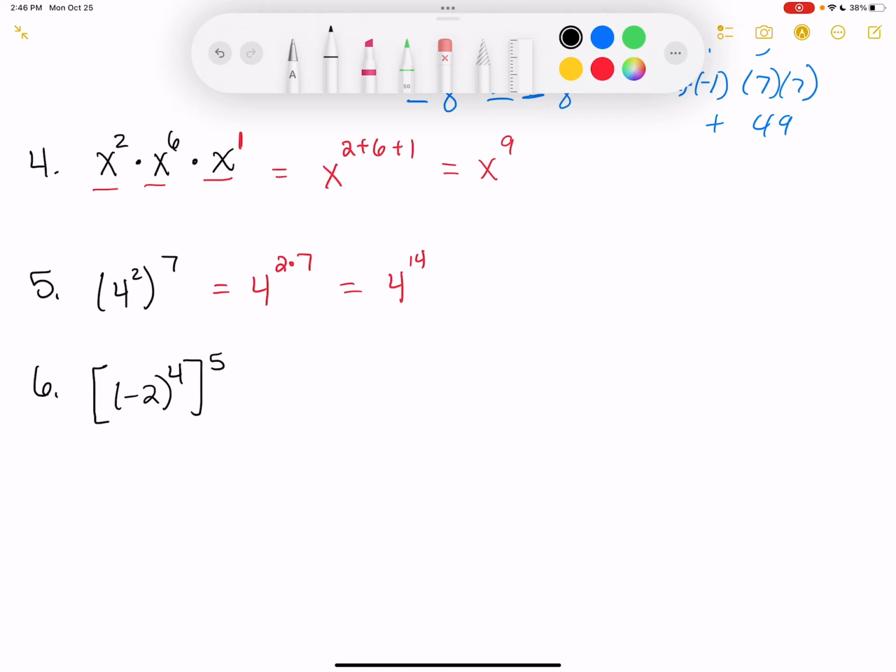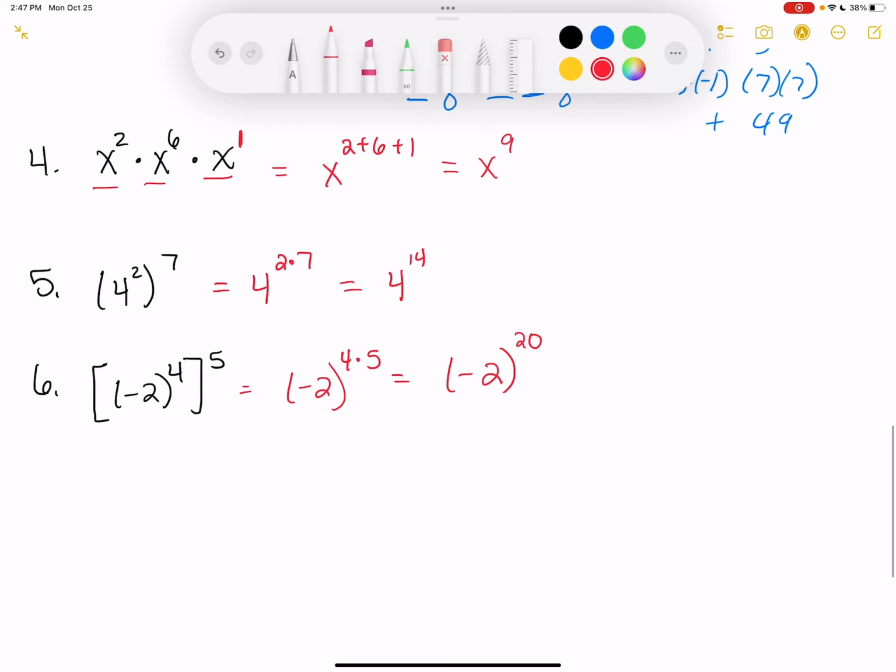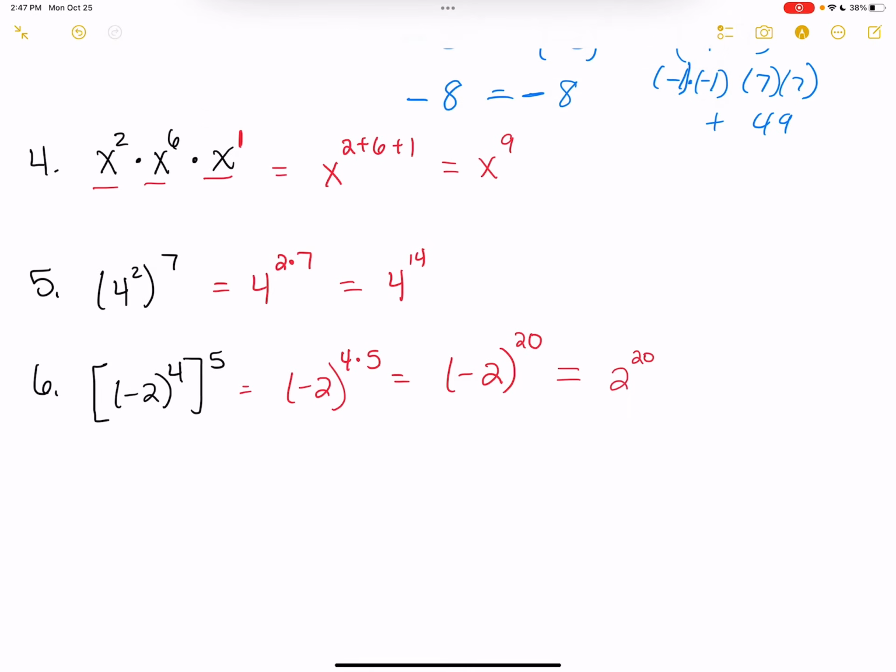So again, I have a power raised to a power. So I multiply my exponents. So that's going to give me -2 raised to the 4 times 5, which is -2 raised to the 20th. Okay, and because 20 is an even number, I could also, and again, I'll take it either way, write this as 2 to the 20th, because the negative with this being an even power will go away. Okay, so either of these answers would be acceptable for this particular one.